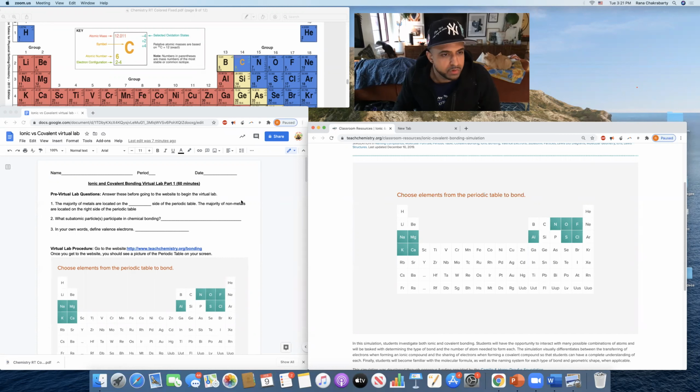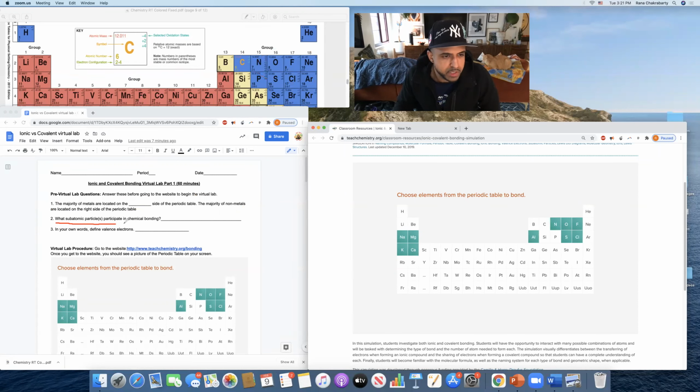So first thing I want to answer is where are the majority of metals located? And you should notice that they're on the left side, right? The ones in red, so hopefully you heard that, left side. And the majority of non-metals is on the right side, right? Spoiler alert. So the ones in blue are metals, hopefully you knew that already.